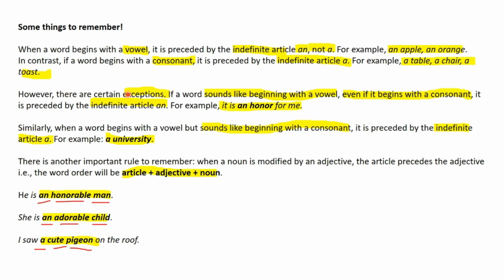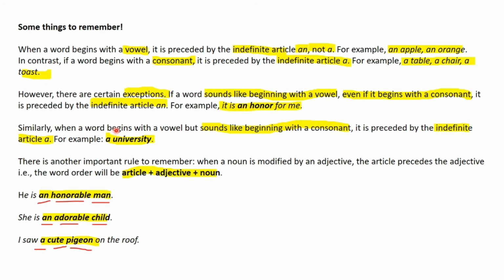However, there are a few exceptions. For a word that begins with a consonant but sounds like a vowel, we will use the indefinite article an and not a. As in this case, it is an honor for me. See, honor in this case sounds like O, which is a vowel. Despite the fact that H is a consonant, since it sounds like a vowel, we have added an instead of a to this word. An honor for me.